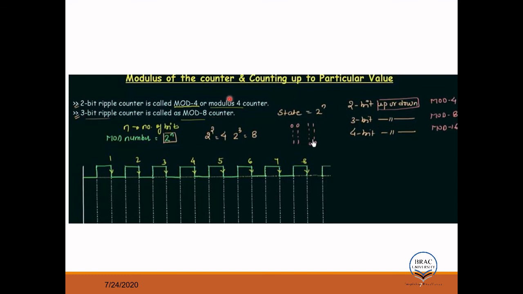So the counter can be defined as 2 bit, or it could be mod 4. It could be up and down both, right? So 2 bit up-down or mod 4 counter, 3 bit up-down or mod 8 counter, 4 bit up-down or mod 16 counter. So this is the concept. Instead of saying 2 bit or 3 bit counter, in the exam you may be asked for a mod 4, mod 8 or mod 16 counter as well. Okay, so there will be some questions.